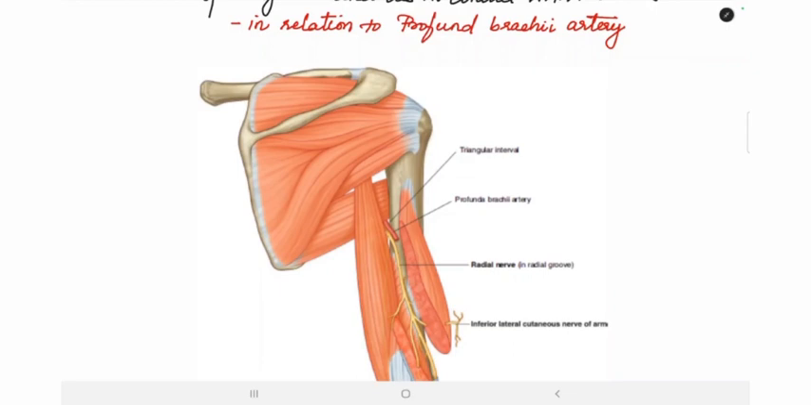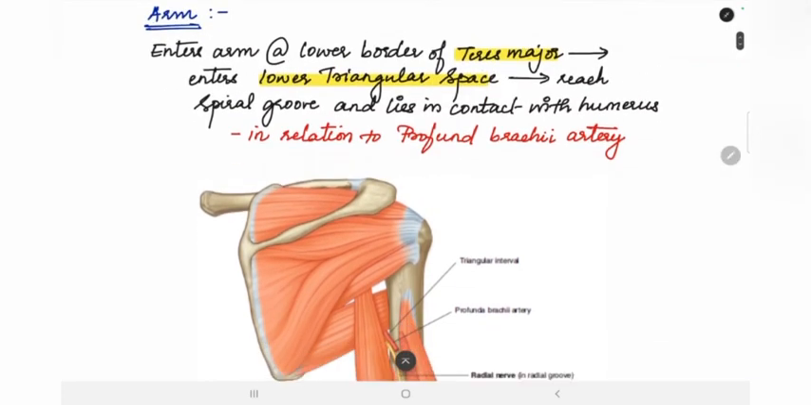Anteriorly, we will have the shaft of the humerus, and posteriorly there will be fibers of triceps, the lateral and the long head of triceps. Above the spiral groove, there is the lateral head of triceps, and below it is the origin of the medial head of triceps. So this is about the spiral groove. We already discussed all this.